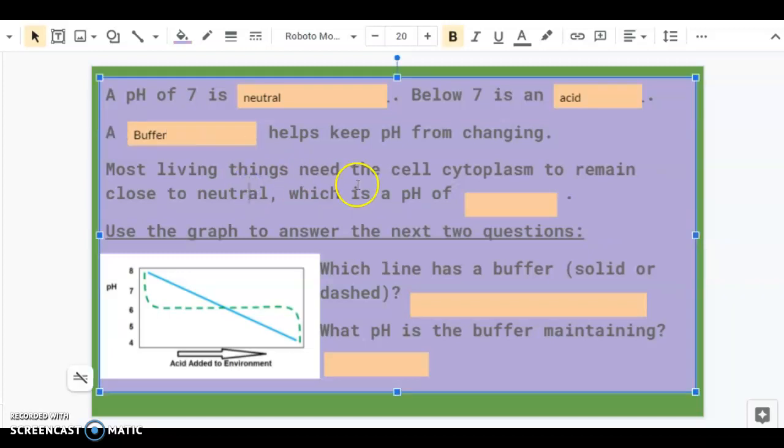Most living things need the cell cytoplasm to remain close to neutral. What is the pH for neutral? Do you remember? It's right here. The pH of neutral is 7.